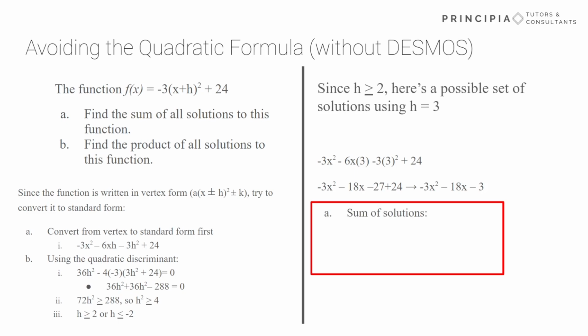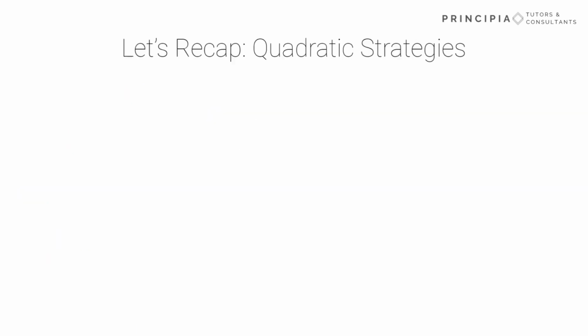The sum of solutions, again, take negative b divided by a. So that would be the negative of negative 18 divided by negative 3, or negative 18 divided by 3, which is negative 6. The product of our solutions, which is c over a, is going to give us negative 3 divided by negative 3, which is 1.